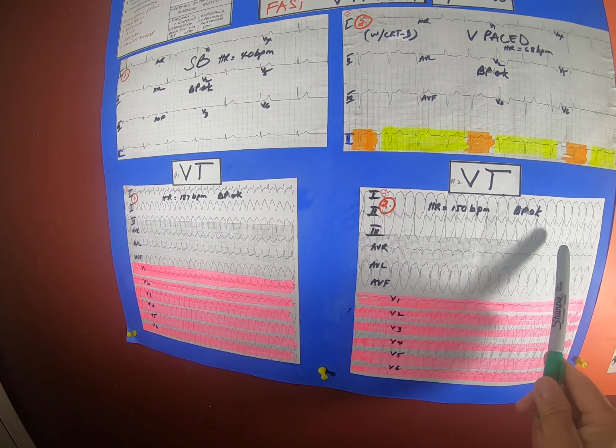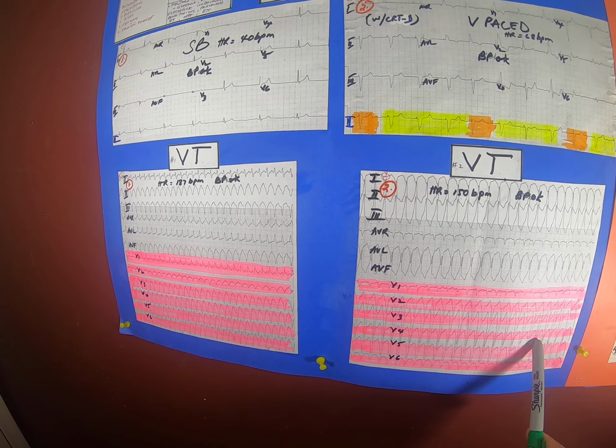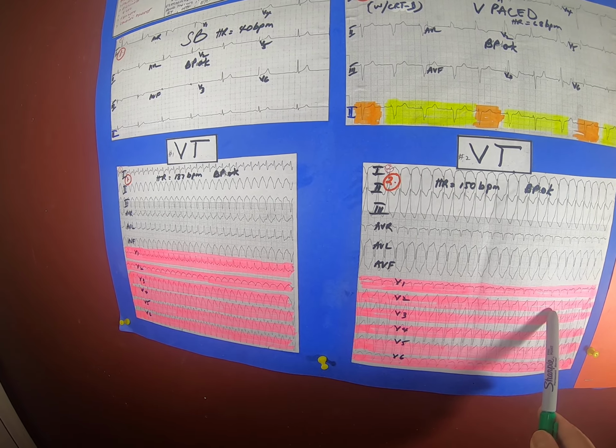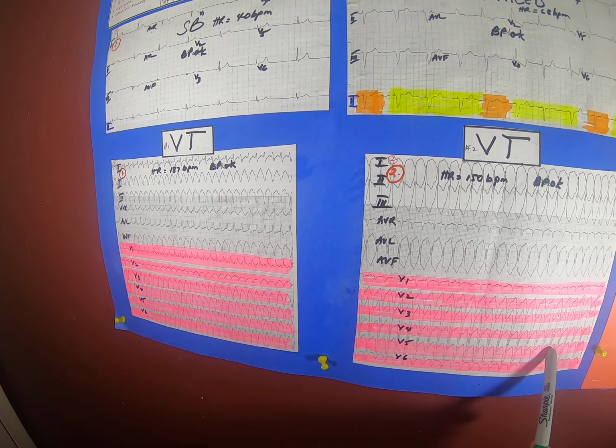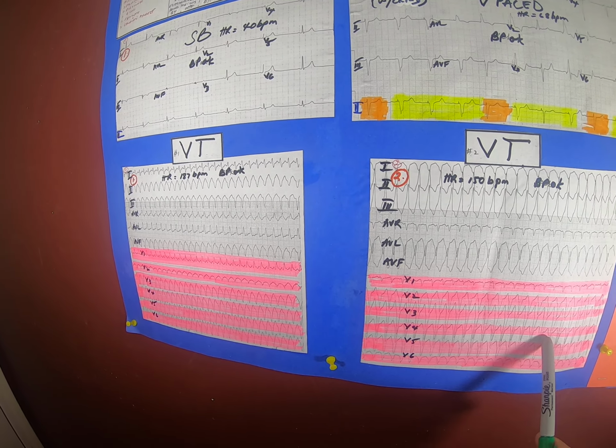Okay, do we see fusion beat? There's none. Do we see capture beat? There's none. Do we have AV dissociation? Yes, I see something. I saw tiny P waves and they are not related to the QRSs. Okay, do we have concordance? Yes, we do have concordance.